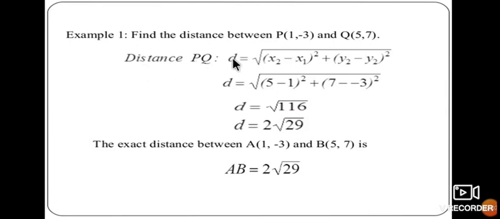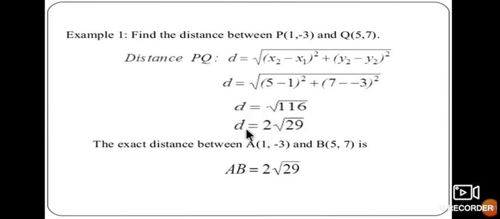Therefore the distance PQ or d is equal to square root of (x2 minus x1) whole square plus (y2 minus y1) whole square. That is 5 minus 1 whole square plus 7 minus of minus 3 whole square. 5 minus 1 is 4 square, minus into minus is plus, 7 plus 3 is 10. That is 4 square plus 10 square, 4 fours are 16, 10 tens are 100, 100 plus 16 is equal to 116.